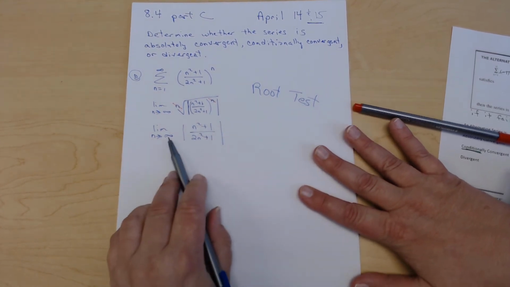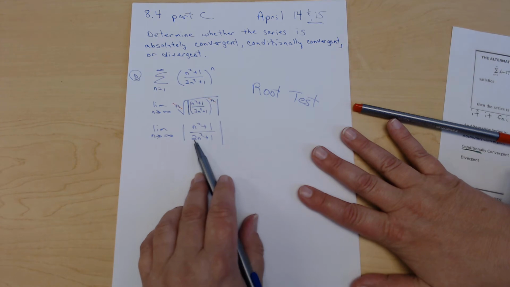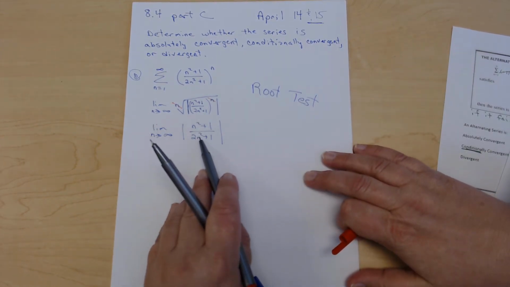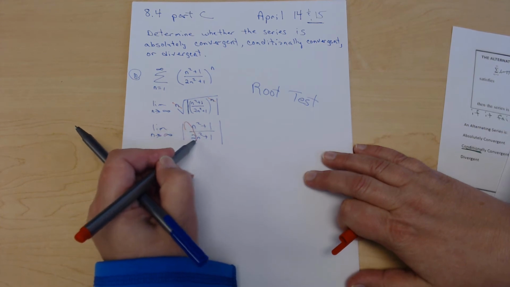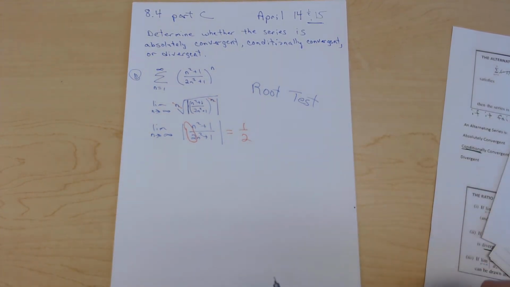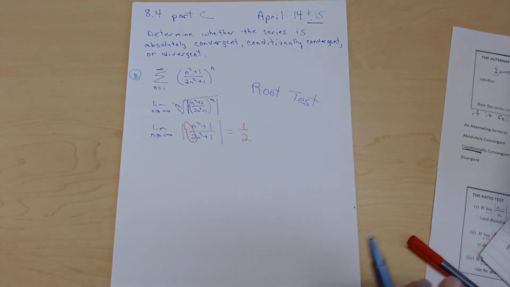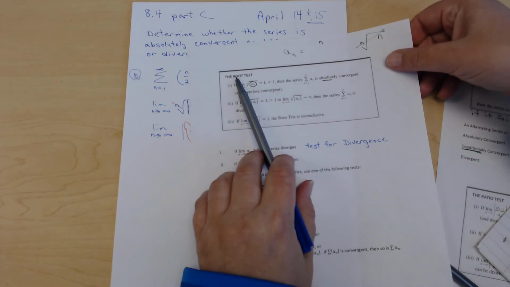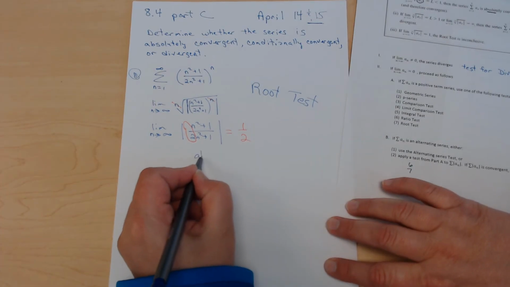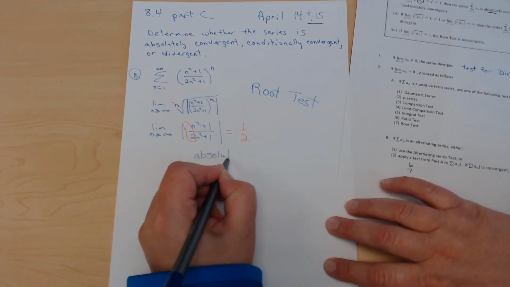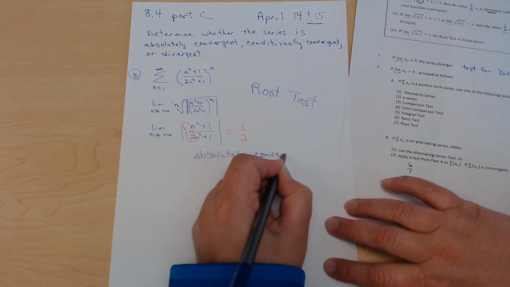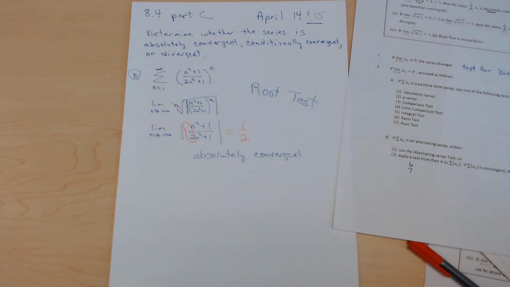I'm taking the limit. I can do L'Hopital's rule, or I could divide everything by n squared, or because they are both n squared, I take the lead coefficients. So the limit equals 1/2. Now I read my root test: if my limit is less than 1, it is absolutely convergent. All right, so the root test is nice.